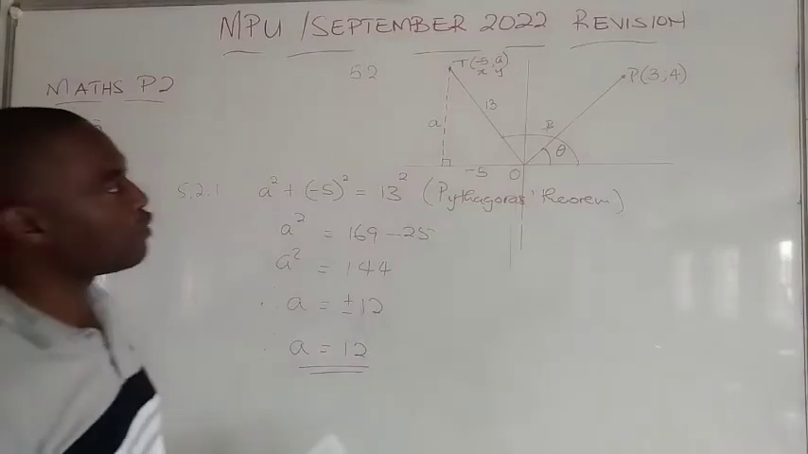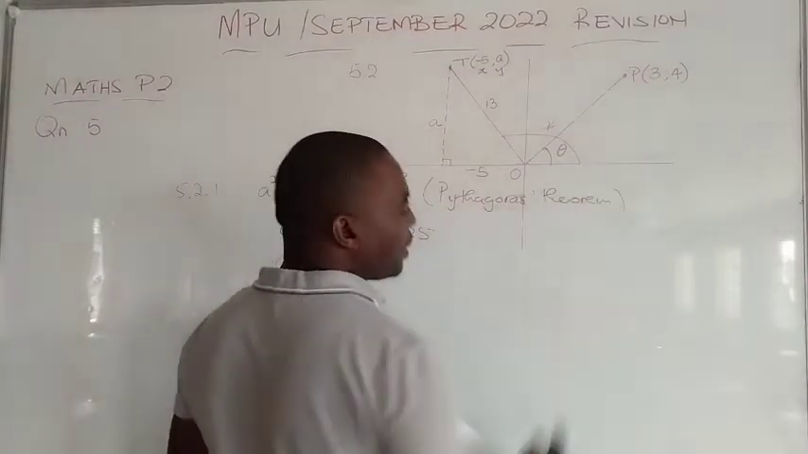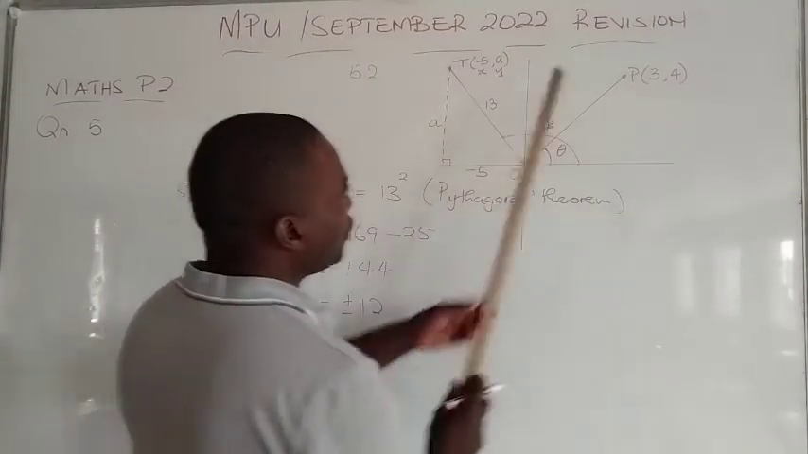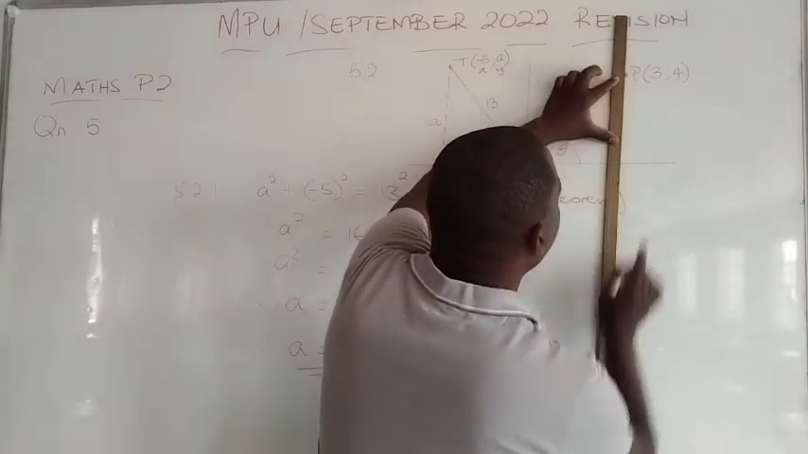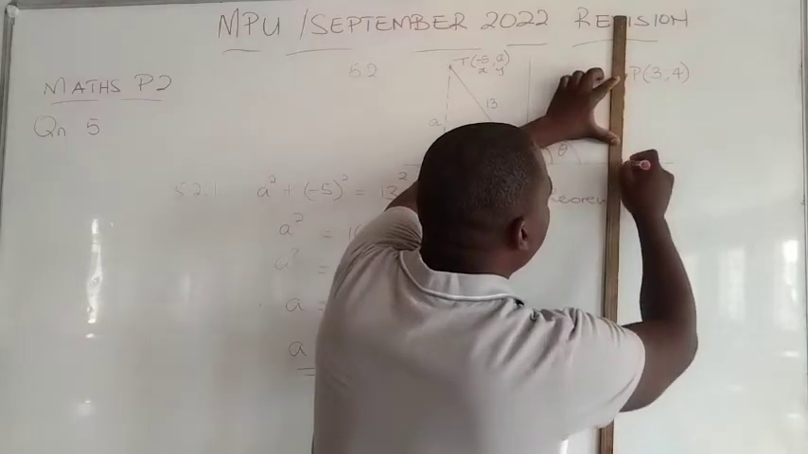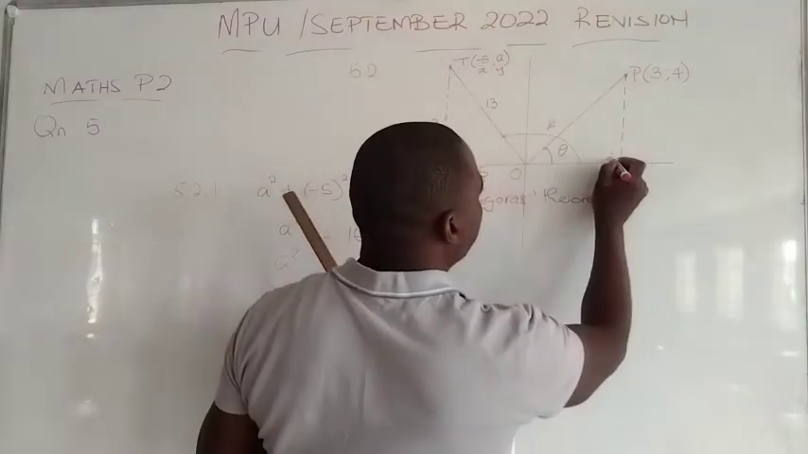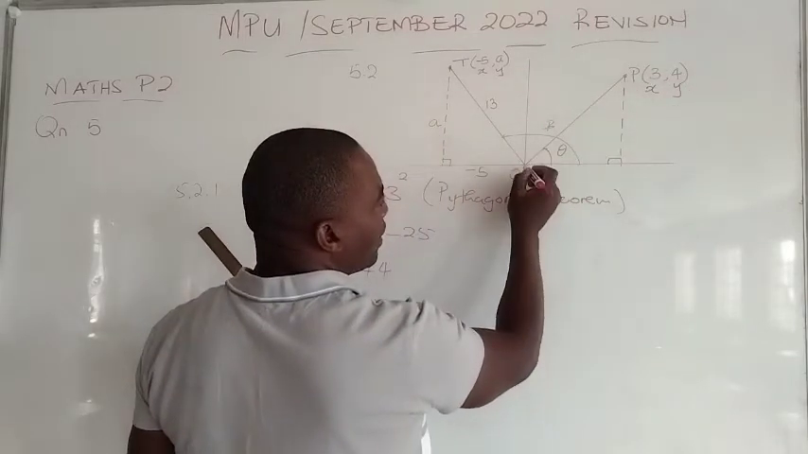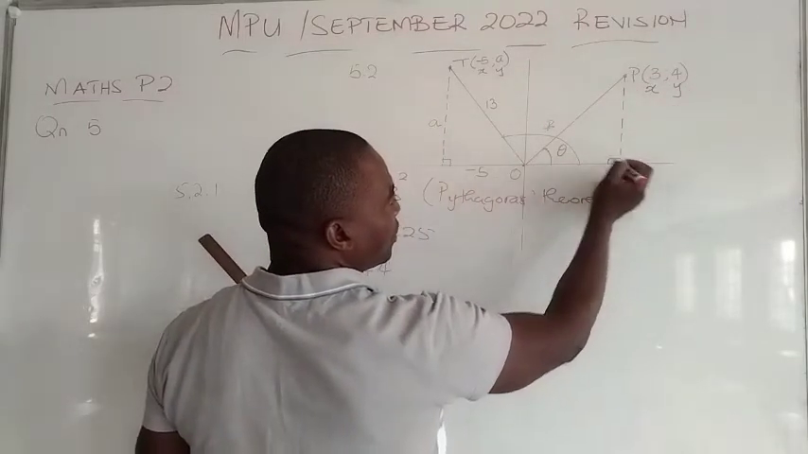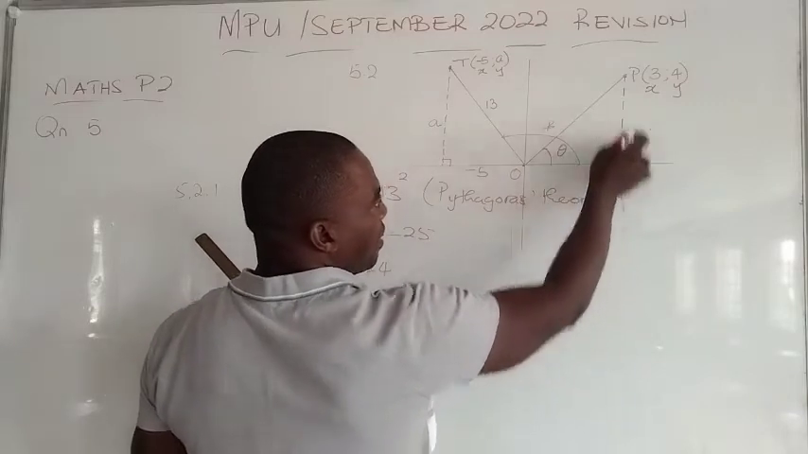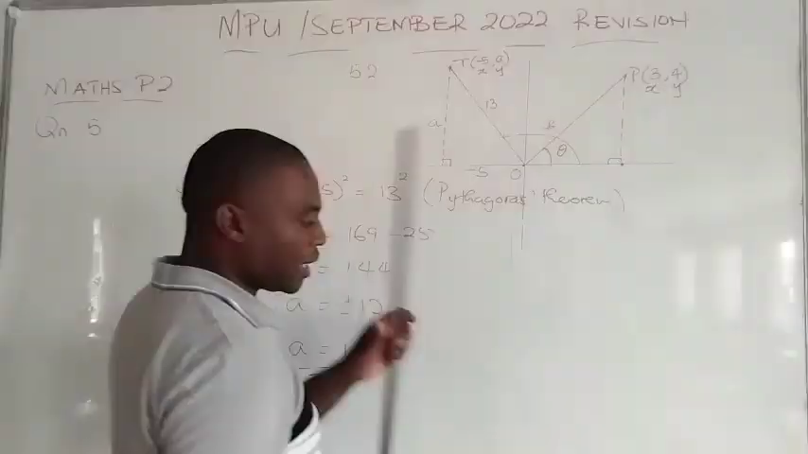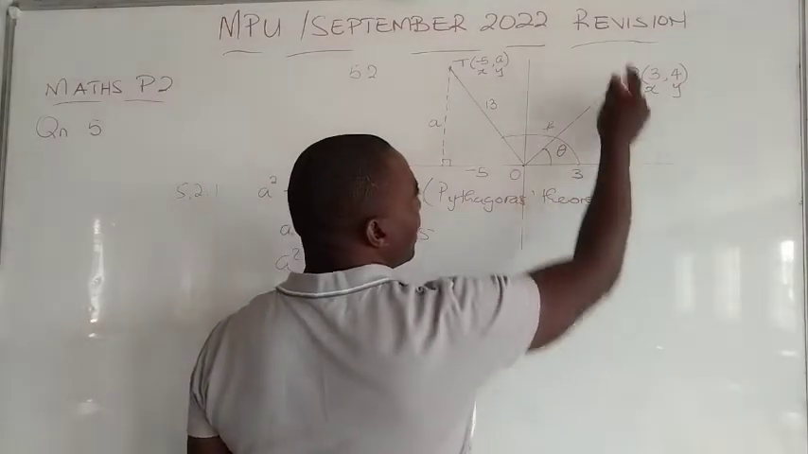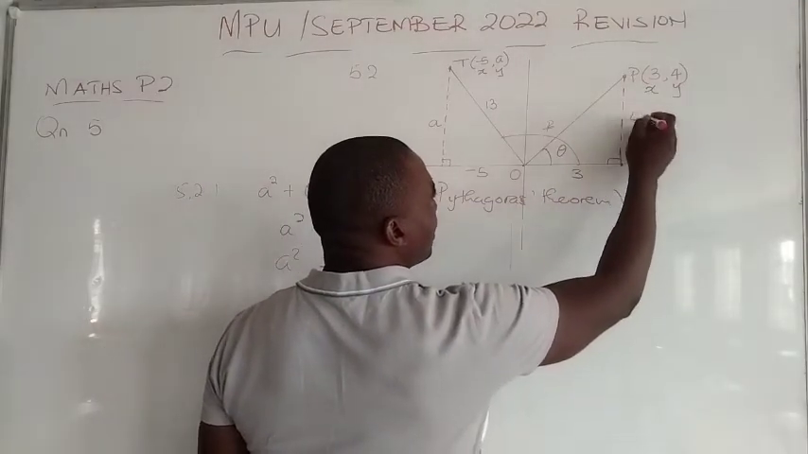5.2.2, you are asked to find the length of OP, which is the terminal arm. We use the same approach. We complete the right angle triangle with the x-axis. This is our x, this is our y. That means from the origin to the point vertically below P, it's 3 units, and then along the y-axis it's 4 units.